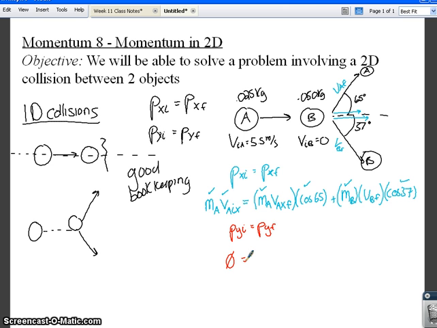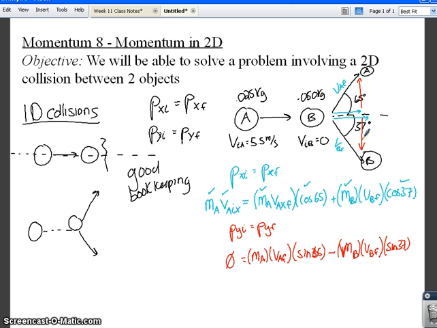And that means that in the y direction afterwards, we have the mass of A times the velocity A final times the sine of 65, because we are looking at this part now, and that is going to be subtracting the mass of B times the velocity of B final times the sine of 37. Okay, why is it subtracted? Because this one's facing up, this one's facing down. Opposite directions mean opposite signs.